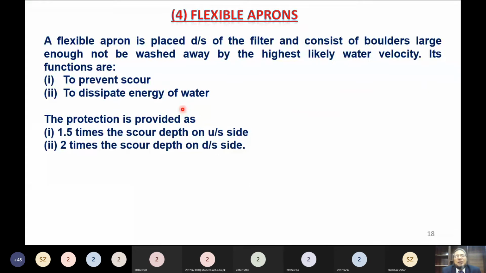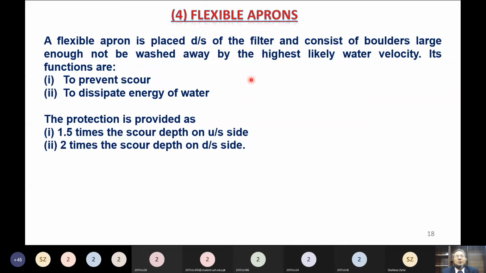Now the fourth is flexible aprons. What are flexible aprons? These are the stones which we provide on the bed of the river, on both sides, on the upstream side and on the downstream side. So a flexible apron is placed downstream of the inverted filter, and consists of boulders. How large are the boulders?